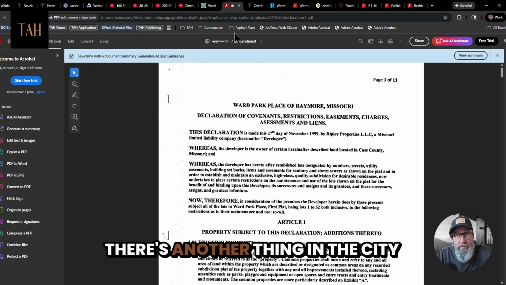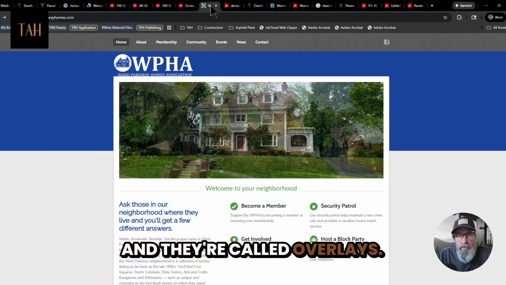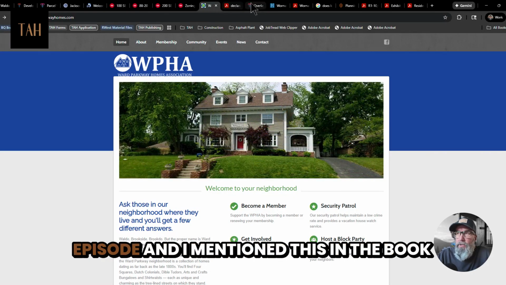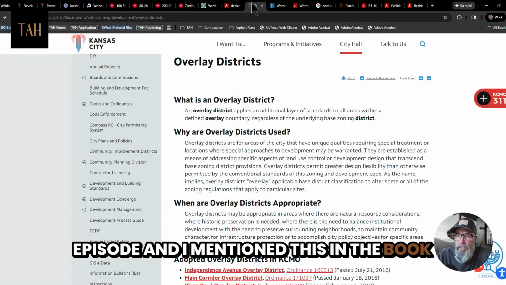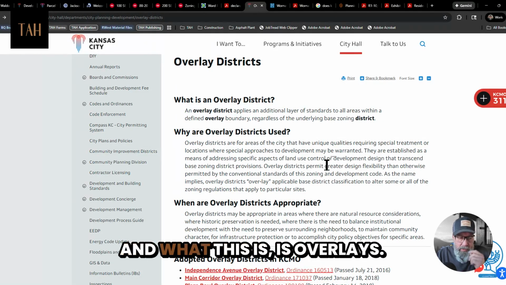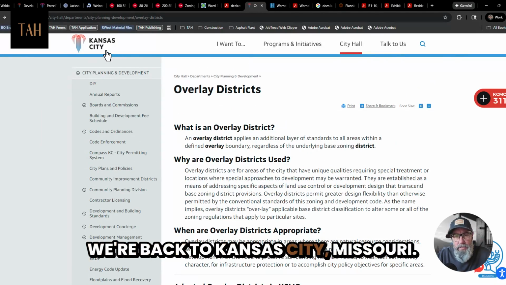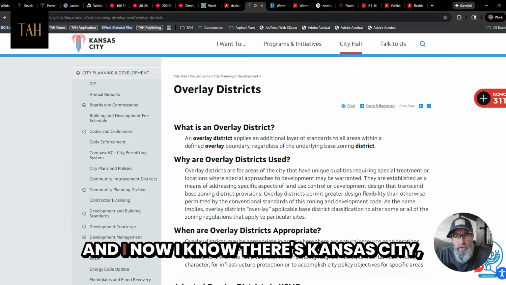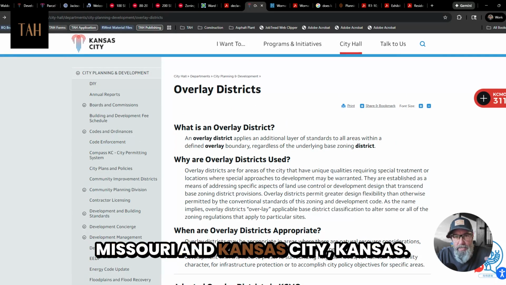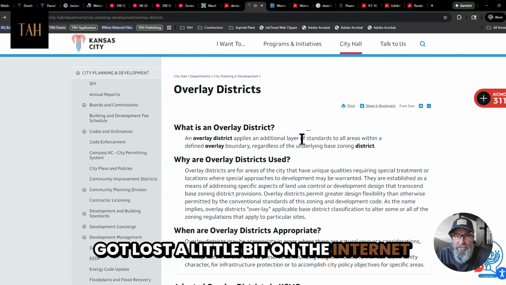Now, there's another thing in the city governments, and they're called overlays. I mentioned this in the podcast episode, and I mentioned this in the book as well. And I got caught on this in a project myself. We're back to Kansas City, Missouri. And now I know there's Kansas City, Missouri, and Kansas City, Kansas. No, I already knew that, but I got lost a little bit on the internet for a minute.